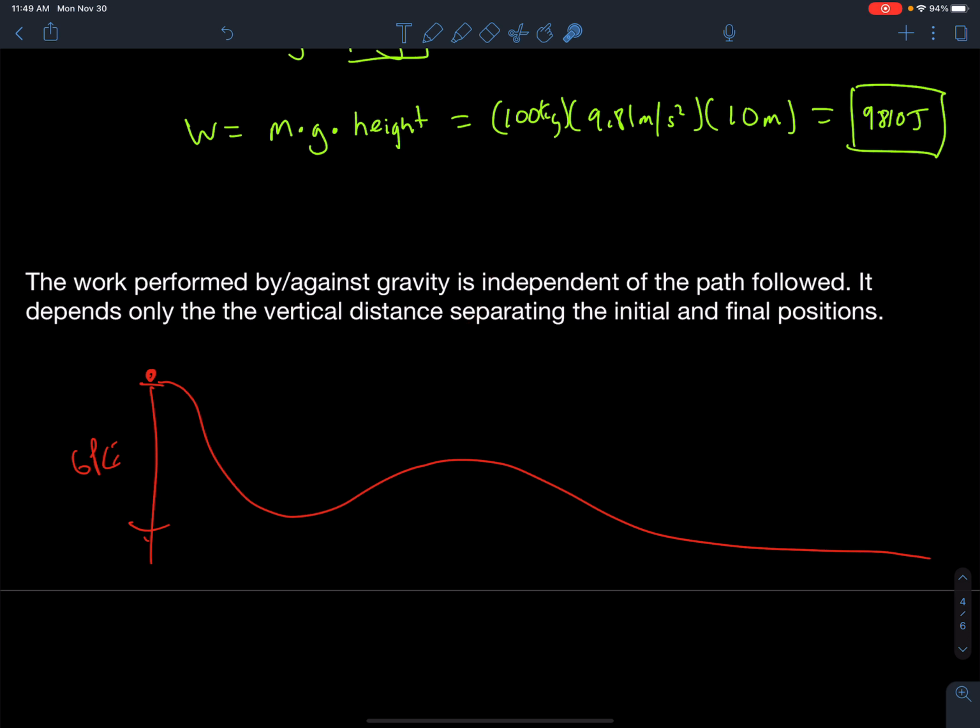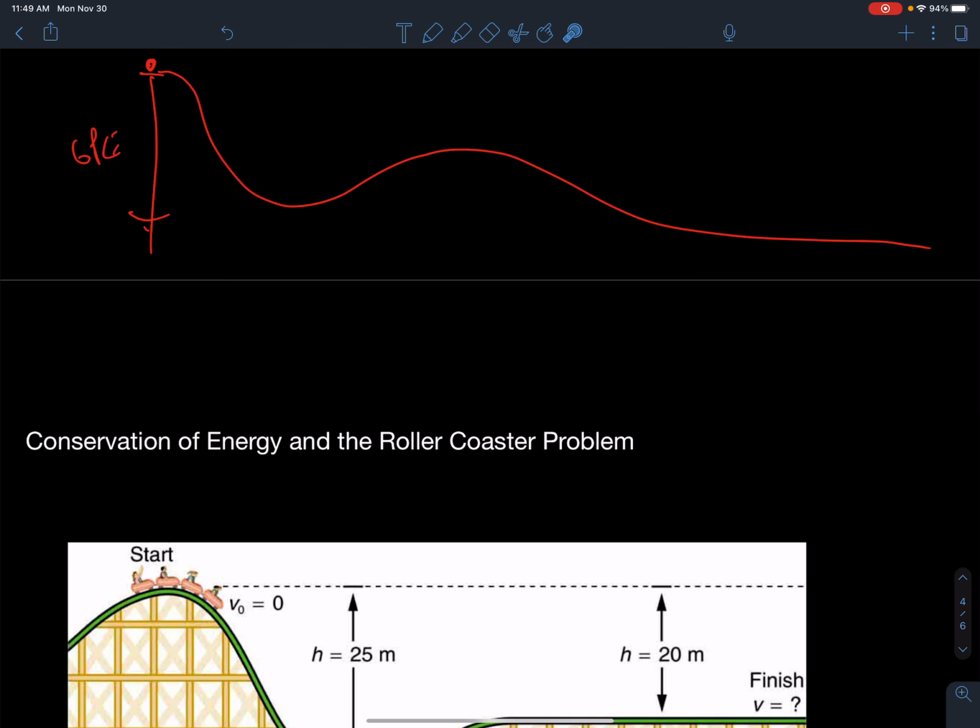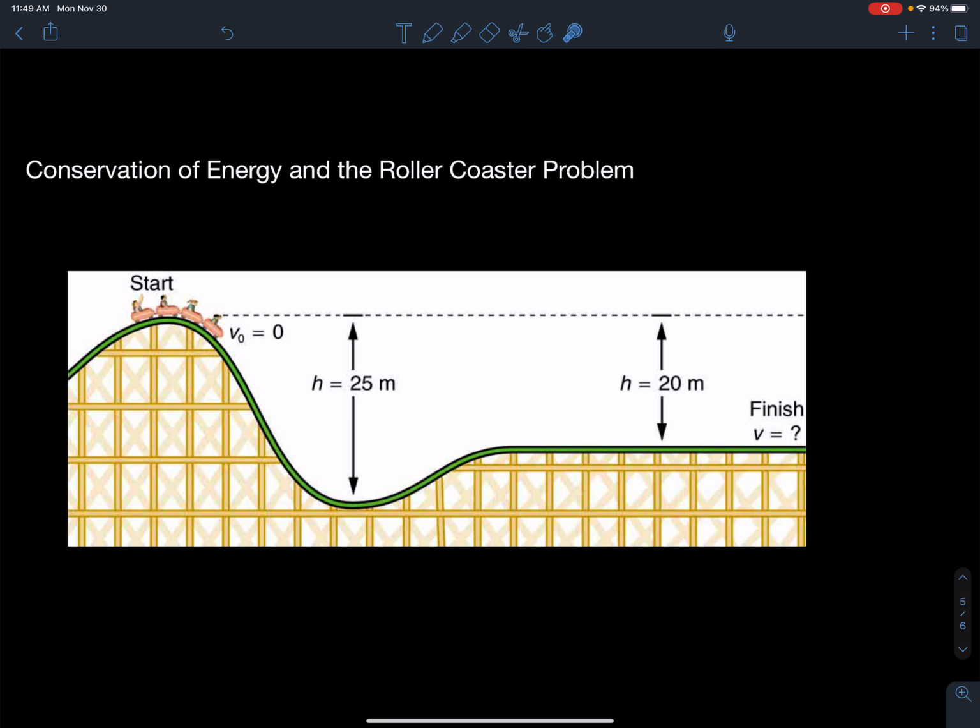And that's what the statement is saying, that there's many ways to get there, but they would all be the same. It's just the vertical distance times gravity times your mass that would tell you the total gravitational potential energy. It doesn't matter your path to get there, all right? So how do I apply my understanding of gravitational potential energy in conservation of energy?